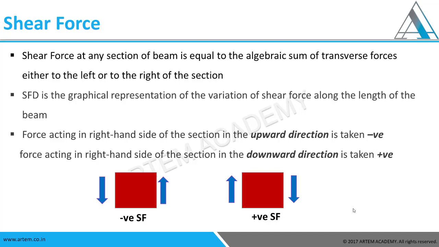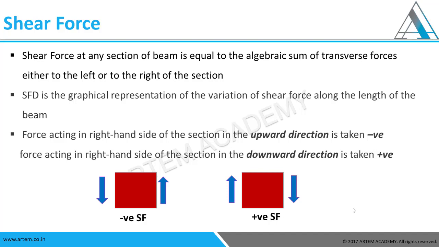SFD is a graphical representation of the variation of shear force along the length of the beam. That is, it varies from one place to another because at every section there is a different algebraic sum, and at the end it becomes equal to the reaction force, and that is how we get to know that our shear force diagram is correct. If not, then there is some calculation error that you are making. Force acting on the right hand side of the section in the upward direction is taken as negative, whereas force on the right hand side of the section in the downward direction is taken as positive.